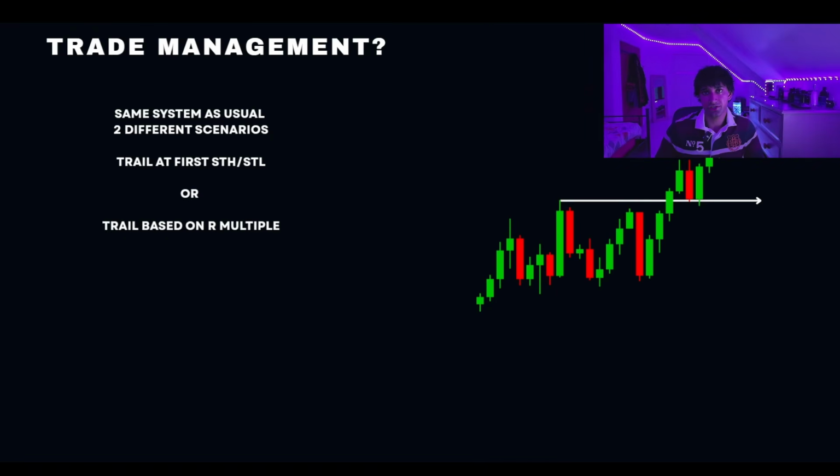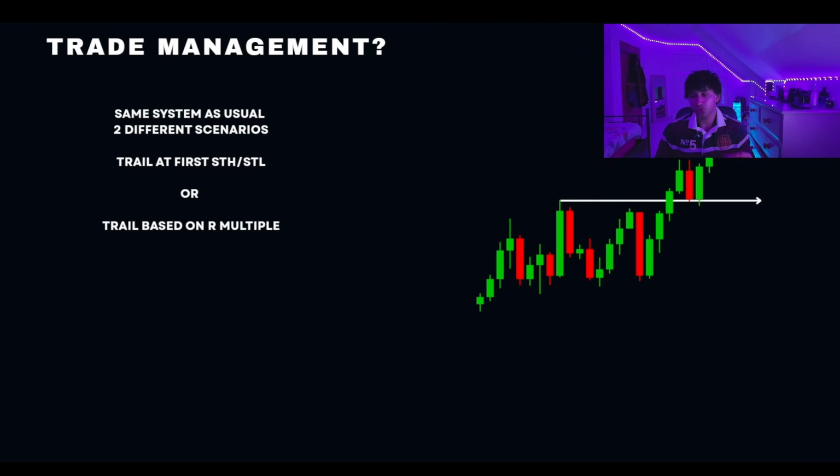Trade management. How are we managing the trades now? I still use the same system as usual, but I also do use a system of trailing based off the R multiple. So if you're going for a 3R trade, then every single R that you make, you trail to those points. So if it hits a 1R, you trail aggressively. Hits a 2R, you go break even. And if it hits a 3R, then obviously you let the trade play out for a 3R.